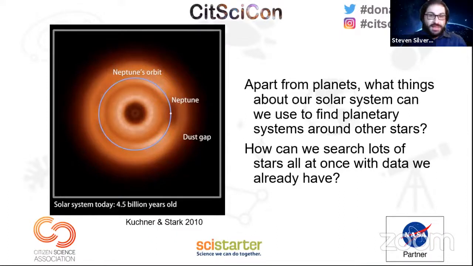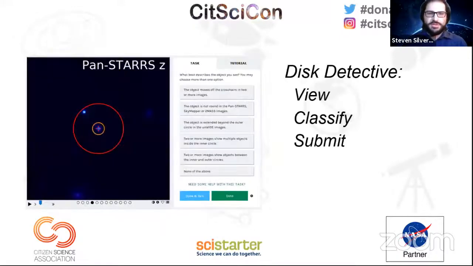WISE found a few billion sources. It's then a matter of finding the 20 to 30,000 debris disks and protoplanetary disks, the disks that have eventually formed planets, hiding in that very, very large haystack. So we created Disk Detective, and I'm going to switch what I'm sharing here right quick so that I can actually show you how the site works.